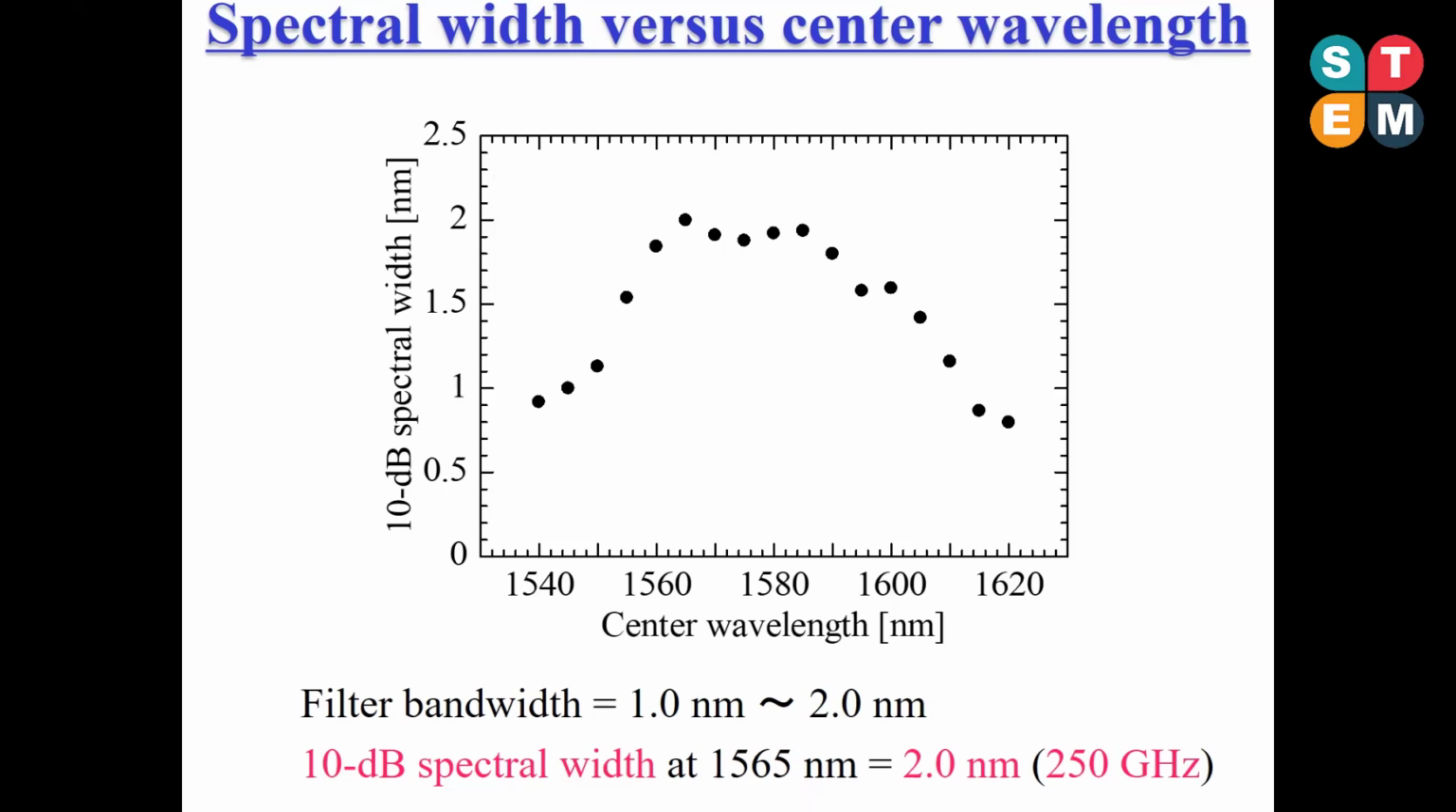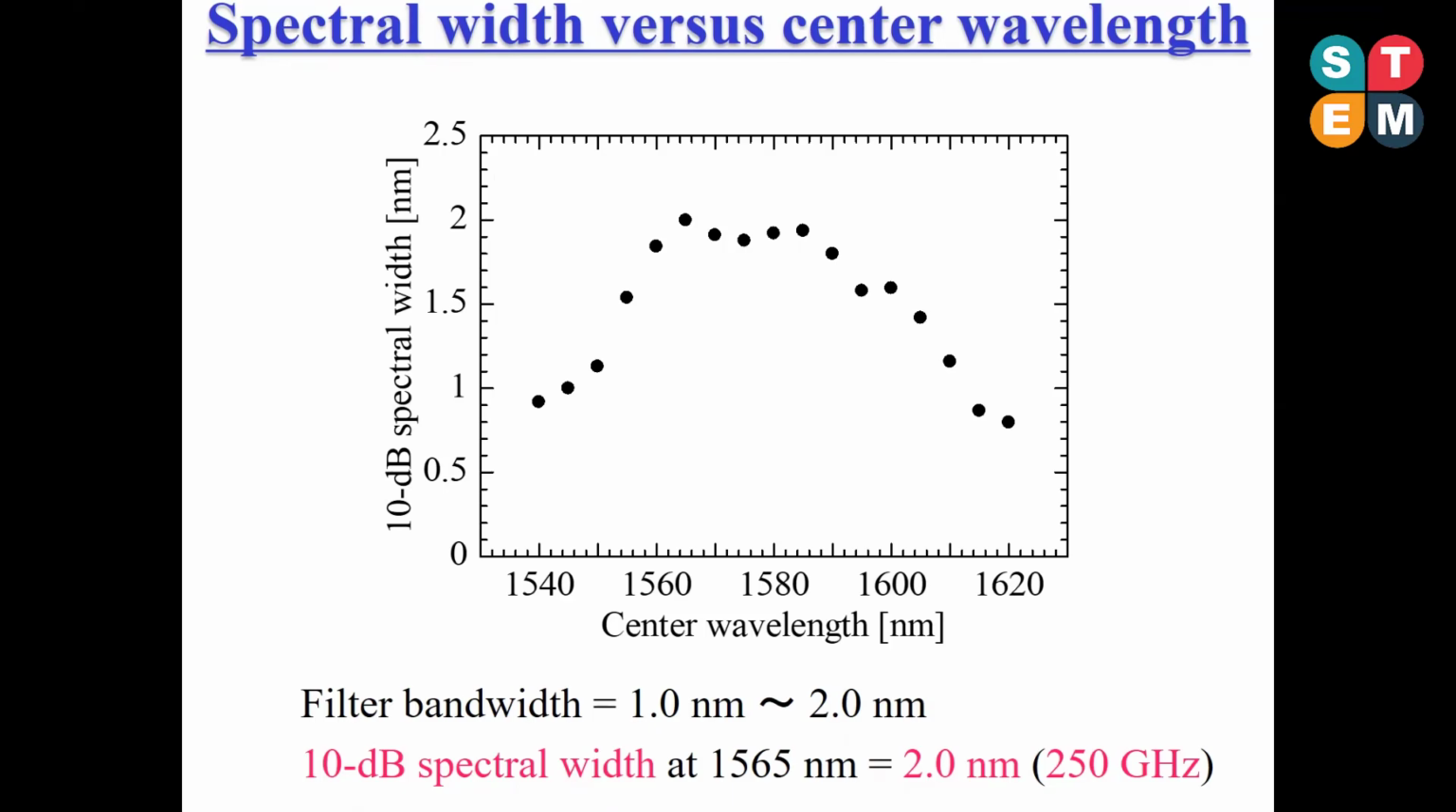This figure shows the 10 dB spectral width of the output frequency comb, measured as a function of the center wavelength. The filter bandwidth is optimally adjusted in the range from 1 nanometer to 2 nanometer so that the spectral width of the output comb is maximized while keeping stable pulse intensity.